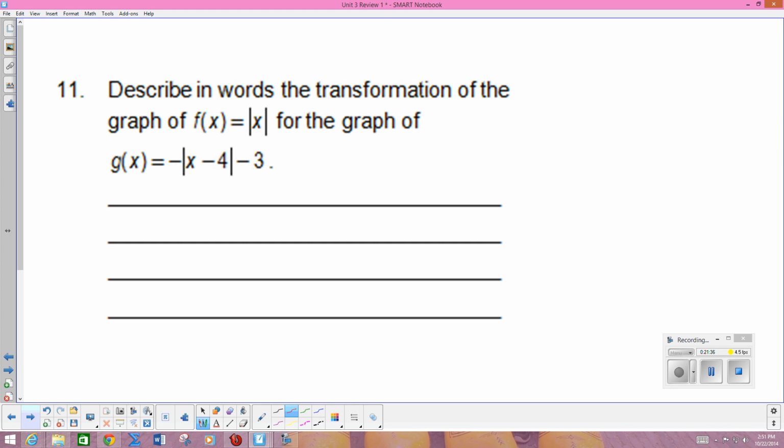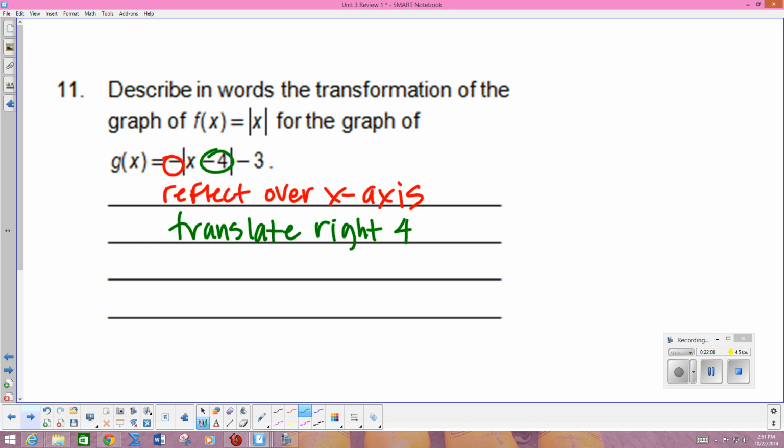Number 11, we are again describing the transformations and what's happening. And so let's just start from the beginning. What's that doing? Reflect over x-axis. And what's that doing? Translate left, right, up, down. Going to the right, it's a negative, and so we know we need to take the positive, so it's going to be right 4. And what's that doing? Translate down.